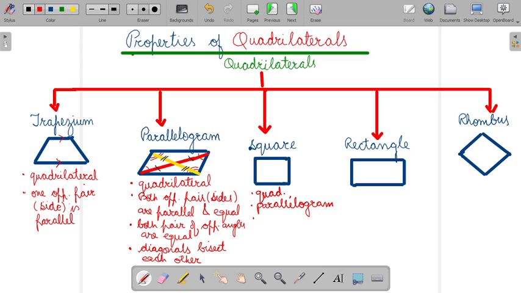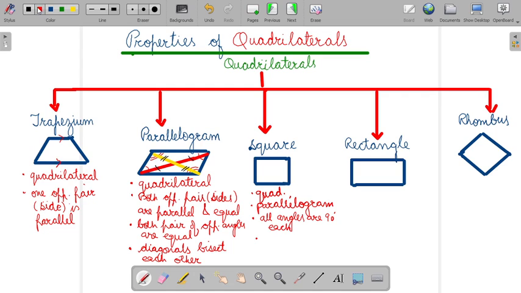Now, the next property: in a square, all angles are of 90 degrees each.